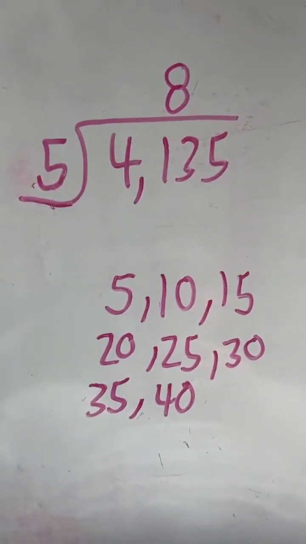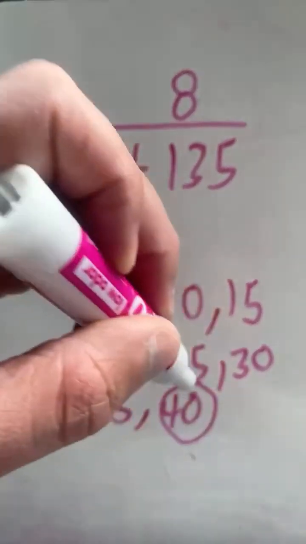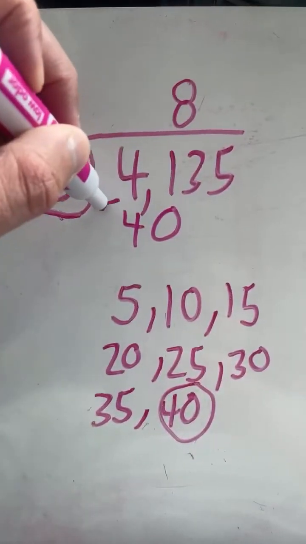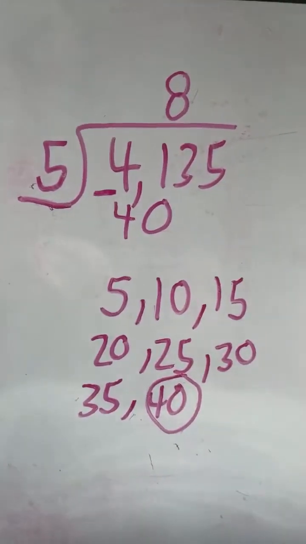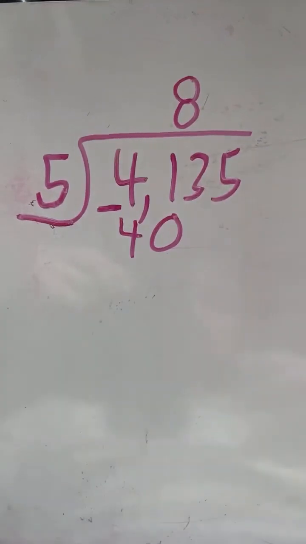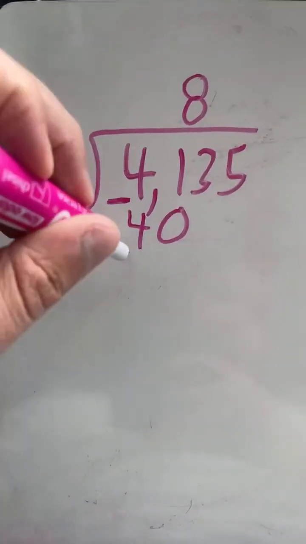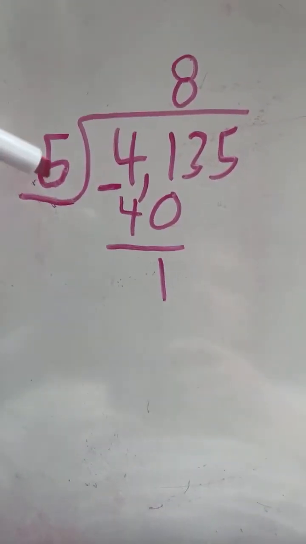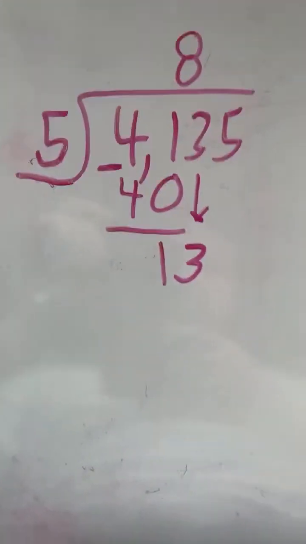Now, if I counted by 5 again, I would be at 45, which is too far. So 40 is the closest we could get to 41 without passing 41. So we have to do 41 minus 40 to see if we have a remainder. 41 minus 40 equals 1, so we have a remainder of 1. Next, we bring down the 3. That 1 becomes a 13.